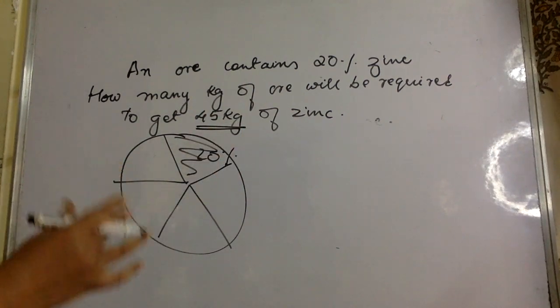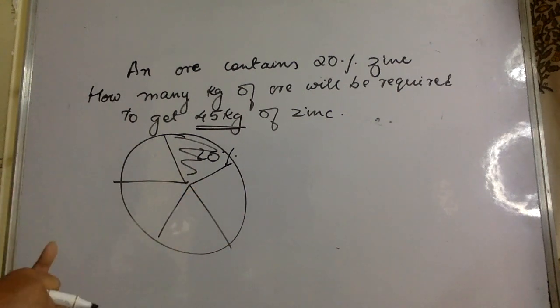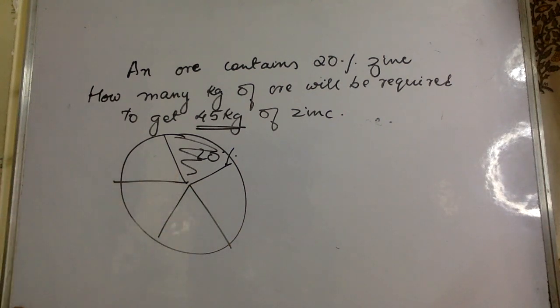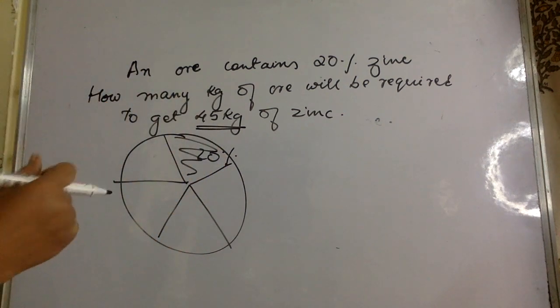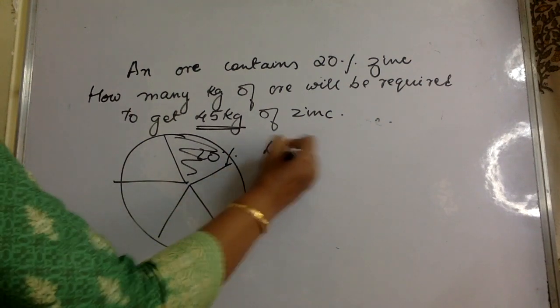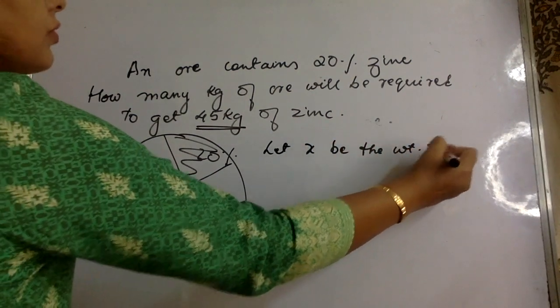So how many kgs of ore should you dig out so that 20% of that is zinc? How big should the number be? What is the total amount of this kind of ore you should dig out so that you manage to get 45 kg, because the full mineral is not zinc, right? Only 20% is zinc. So let X be the weight of ore.